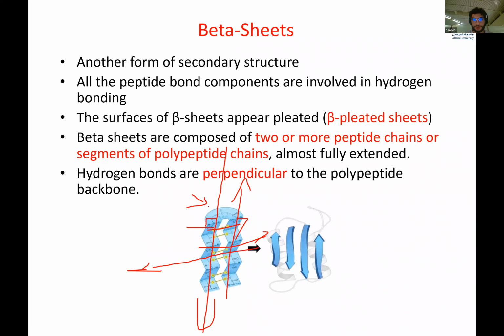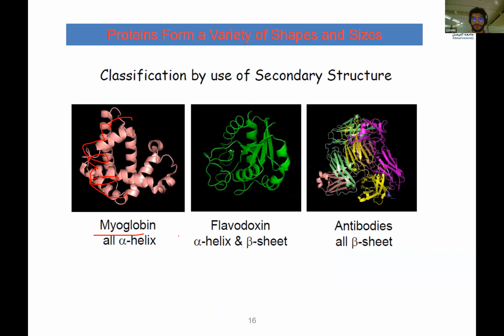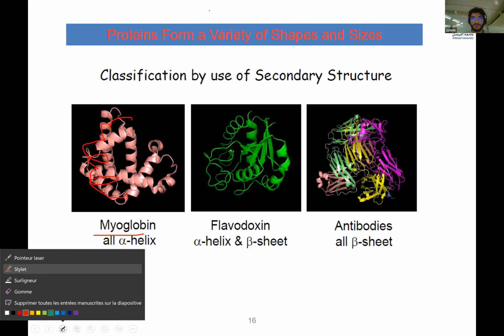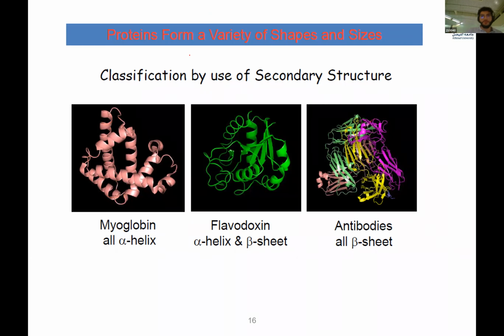All right, so that's beta pleated sheets. Again, they have two properties. Number one, the hydrogen bonds are perpendicular. And number two, every single amino acid forms a hydrogen bond with another amino acid, unlike alpha helices. Is everything clear? I can explain it again if you guys want. Okay, I guess I'll move on.